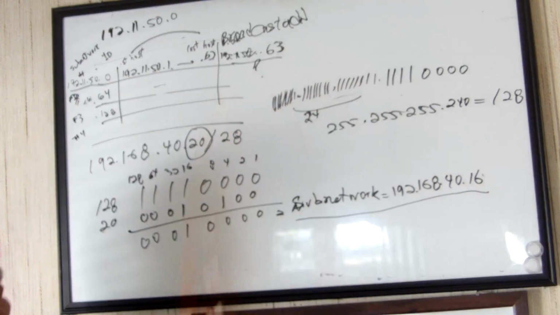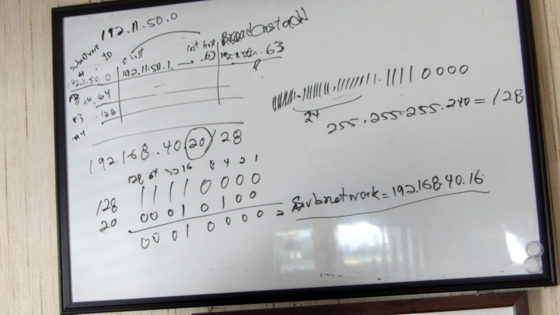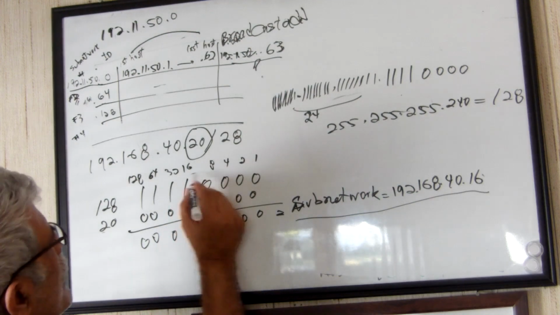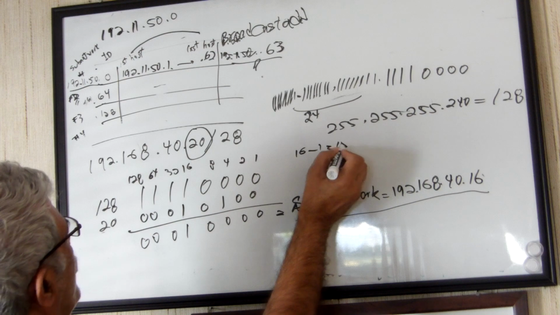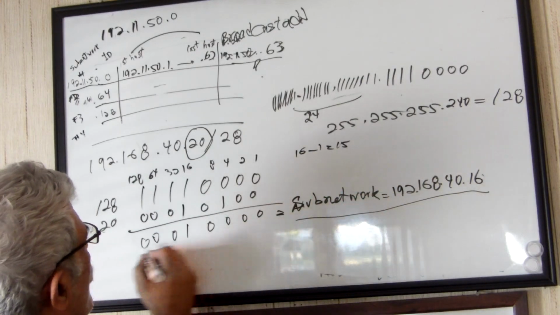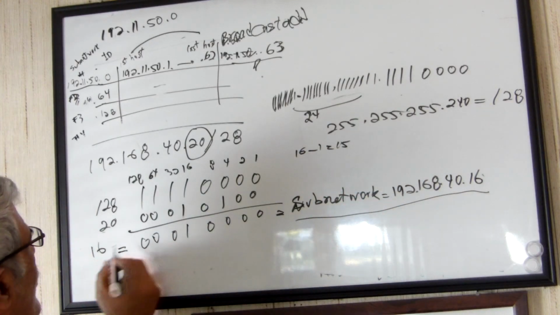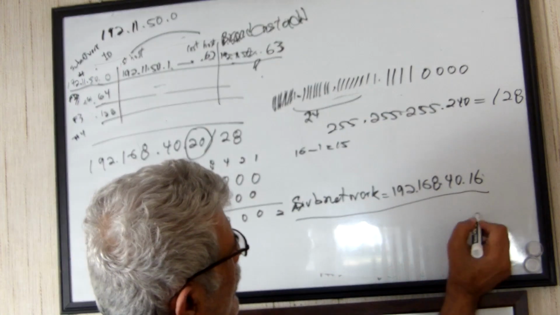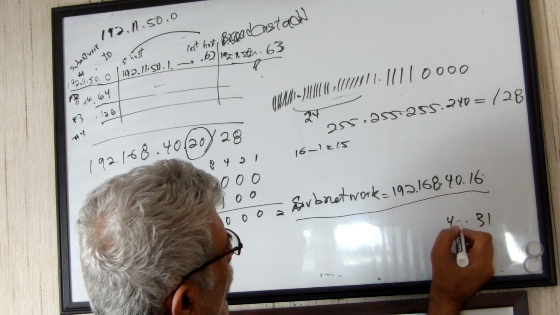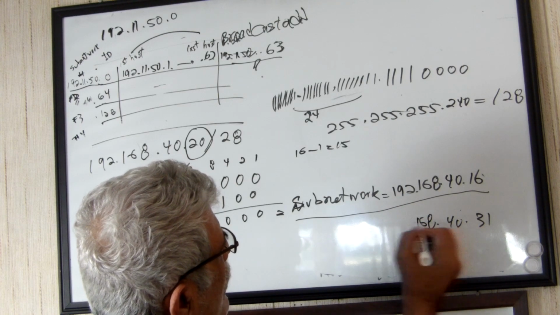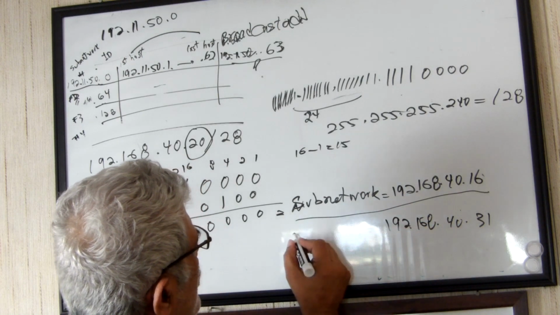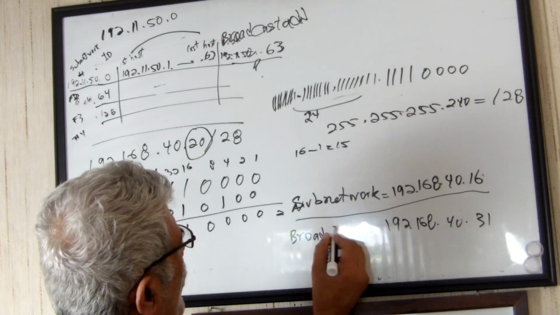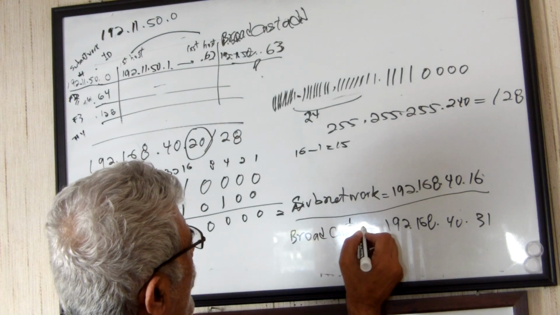But if you want to find the broadcast ID, the broadcast address, you go through the procedure: 16 minus 1 is equal to 15, and if this is 16, then 15 added to this one is going to be 31. So 192.168.40.31 is the broadcast address.